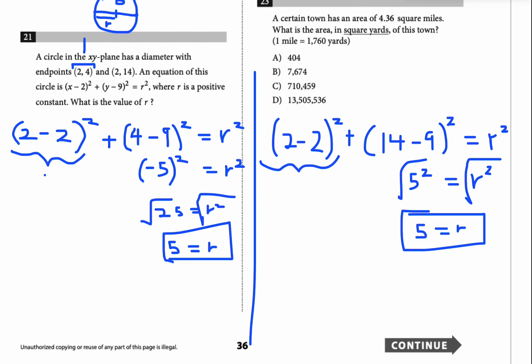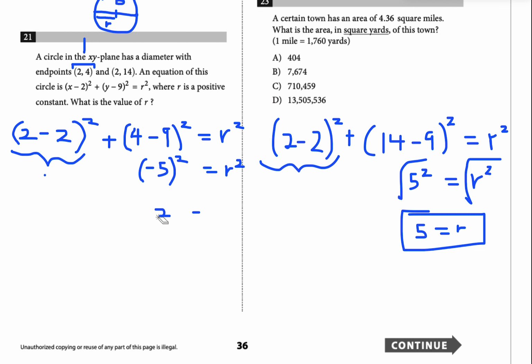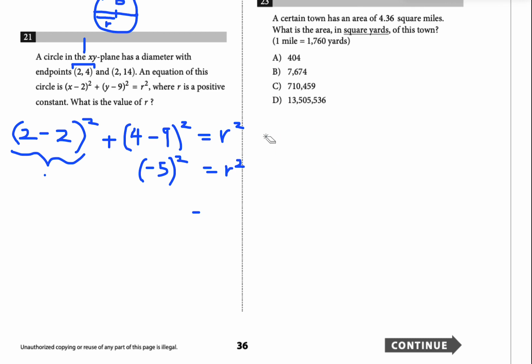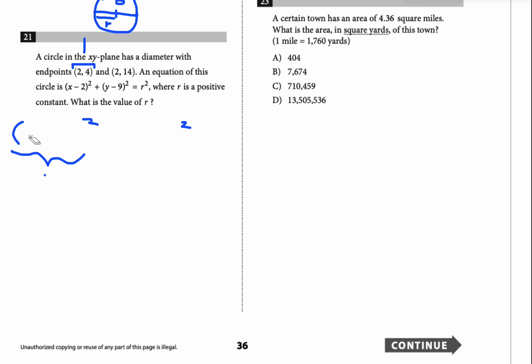The other way you could have done this problem would have been to realize that, so let me erase all this so I can show the work for the other way. You see they've given you the points of the diameter, right? So you can use that same point. You can use the distance formula to solve for the length of the diameter, and then once you have the length of the diameter, you can divide it by 2 to get the answer, because the radius is merely half the diameter. And so that's what I'm going to do here.